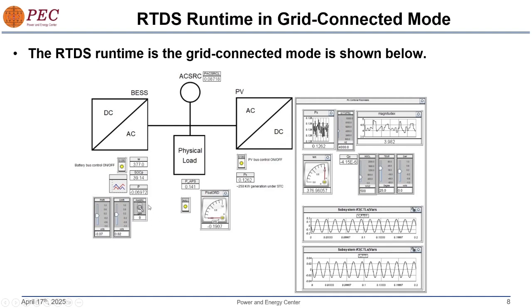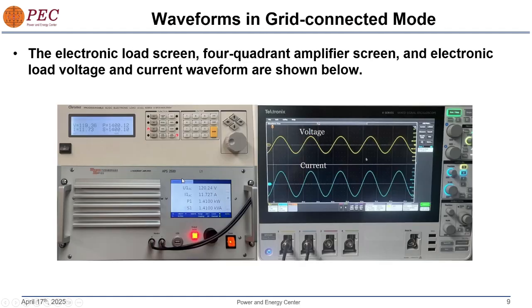And here is the breaker status. You can see the grid is connected, and also the load is connected, and the PV is connected, and the frequency is 377, and the state of charge of the battery is roughly 39%. Here are the waveforms. You can see the voltage, which is shown using the yellow curve, and the blue curve is the current.